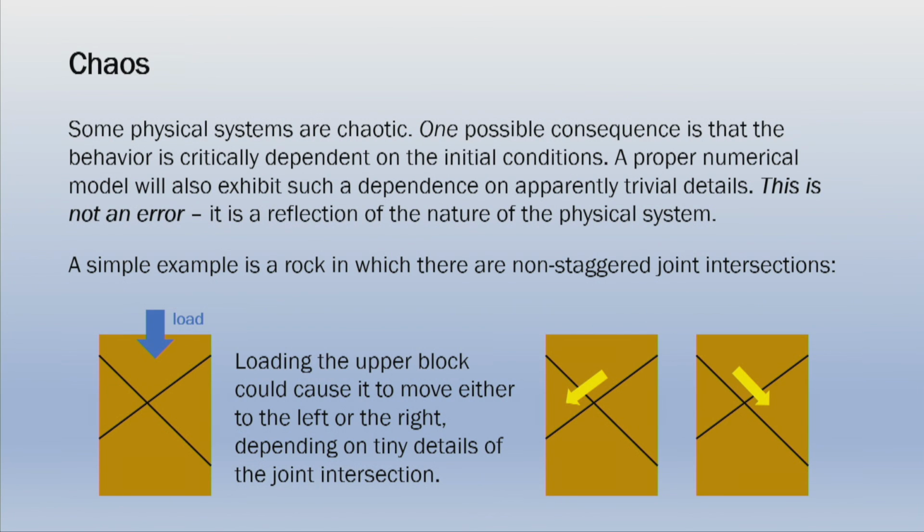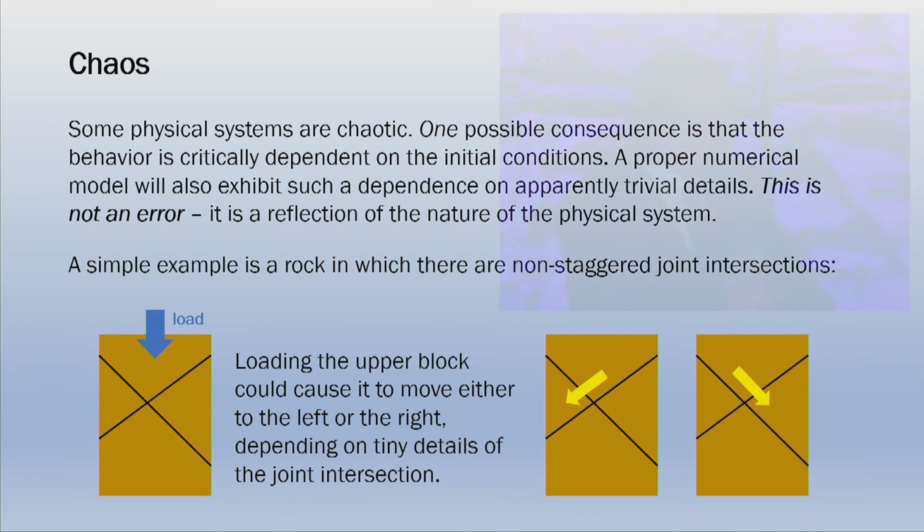Then there's this perennial thing where people complain that they run the code twice and they get different results. Some physical systems are chaotic. A possible consequence is that there are many aspects to chaos, including strange attractors and all the rest of it. But one consequence is the behavior is critically dependent on initial conditions. A proper numerical model will exhibit such dependence on trivial details. And this is not an error. We try to convince people this is not an error. This is what happens in reality.